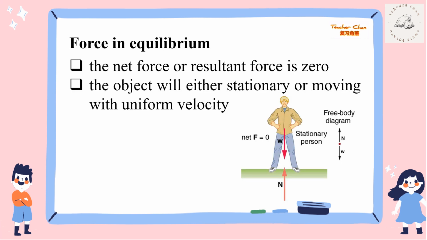Force in equilibrium. If the situation is in equilibrium, it means the net force or resultant force is zero. When the object is in equilibrium, or what we call balanced force, the object will either be stationary or moving with uniform velocity.